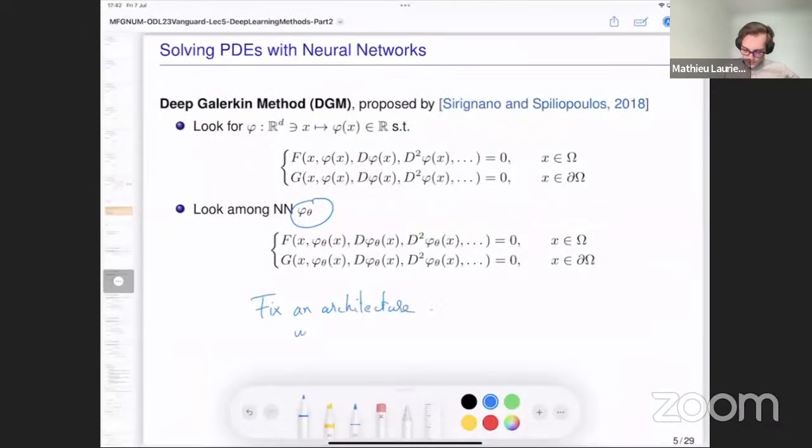This architecture depends on a number of parameters, or rather parameters theta. So when I say depends, I mean it involves a number of trainable parameters. Here, theta is not the number of layers or the width. It's really the parameters that we can tune. And the goal is to tune these parameters so as to make these two terms equal to 0 or as close to 0 as possible.